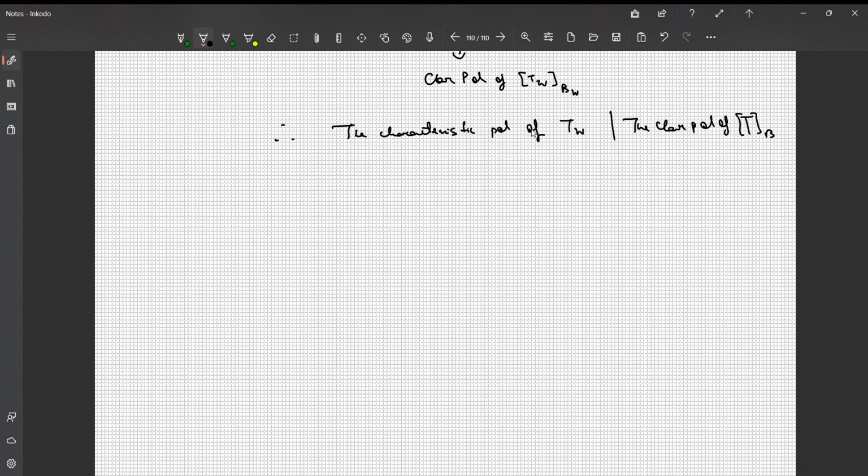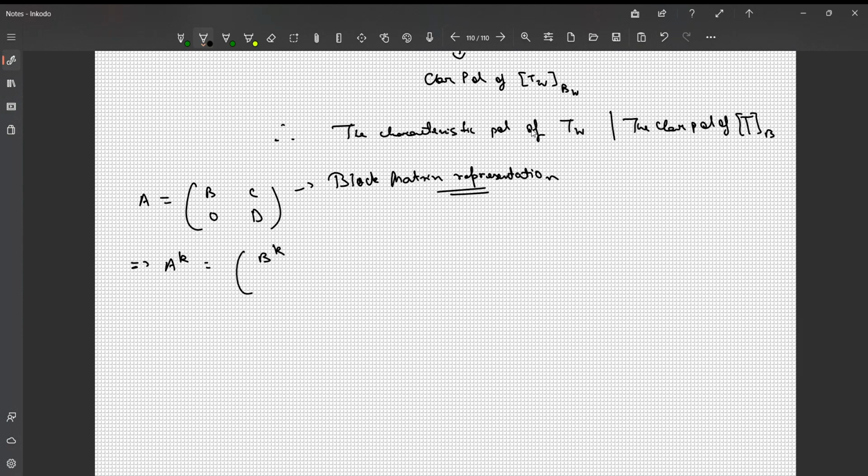Observe that if A is of this block form, these forms are called block forms, not block diagonal forms, because this is not exactly a diagonal matrix. It's a block matrix representation. Observe that A to the power k, for any integral power k, is of the form B to the power k, C to the power k, 0, D to the power k.